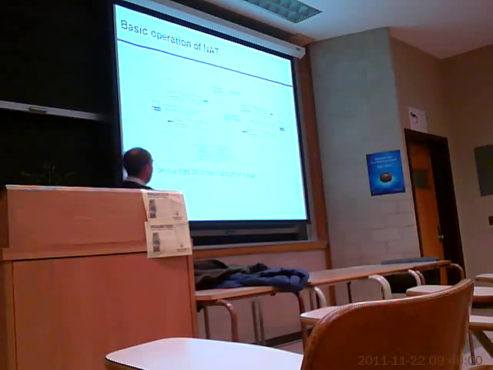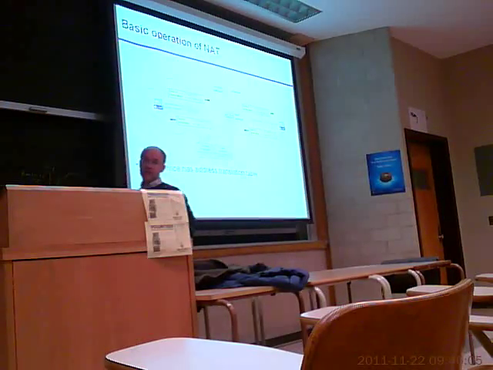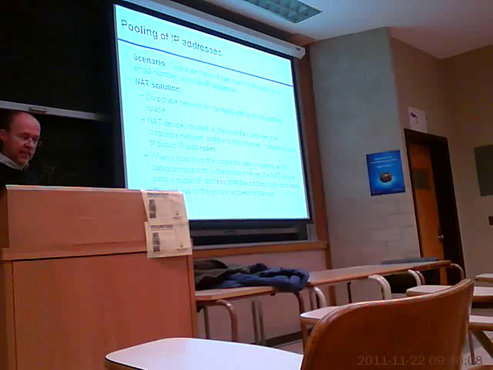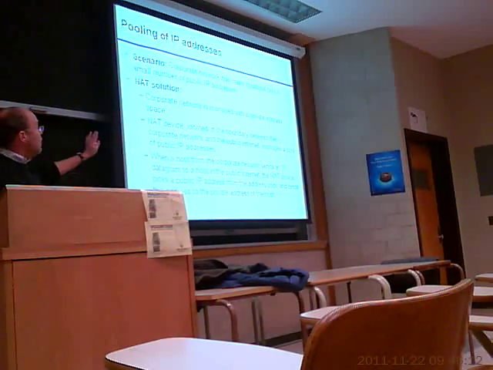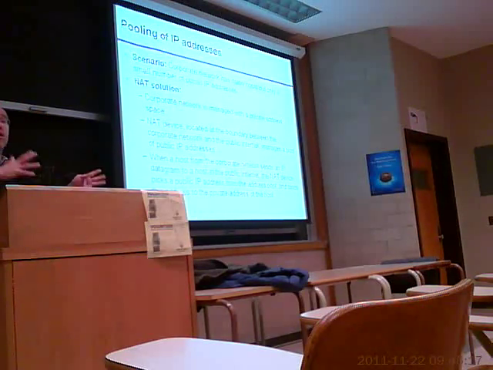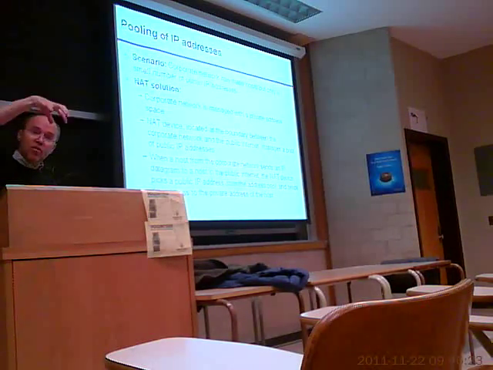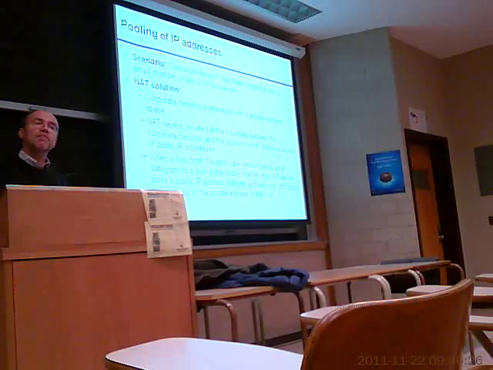Let me go into the example because that's exactly what other users of the network do. Let's talk about pooling of IP addresses. The scenario is this: a corporate network or an enterprise network like U of T has many hosts but only a small number of IP addresses. So what you can do is manage the enterprise network with private IP addresses.